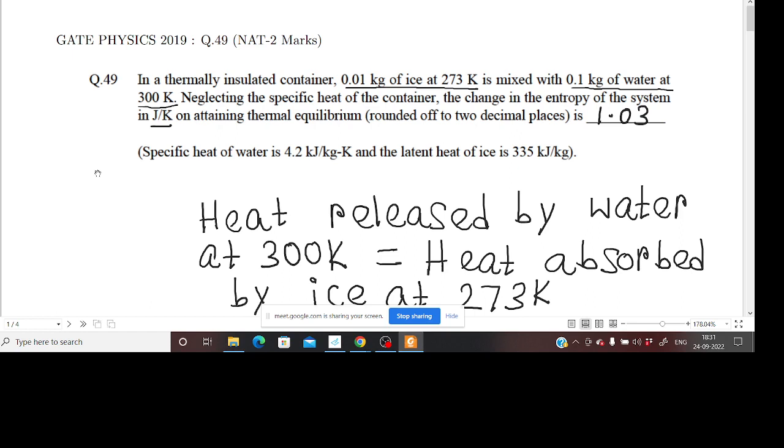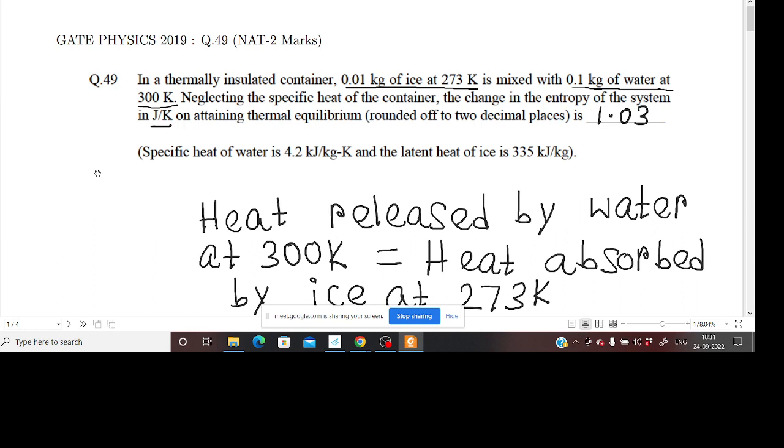So we have 0.01 kg of ice at temperature 273 Kelvin and 0.1 kg of water at 300 Kelvin. Okay, and they are mixed. Now we have to find out the change of entropy of the total system when the equilibrium is reached.